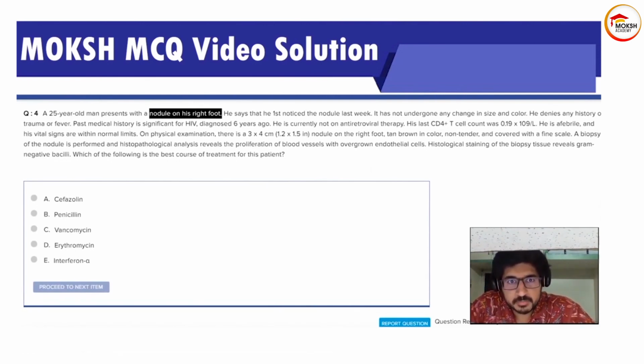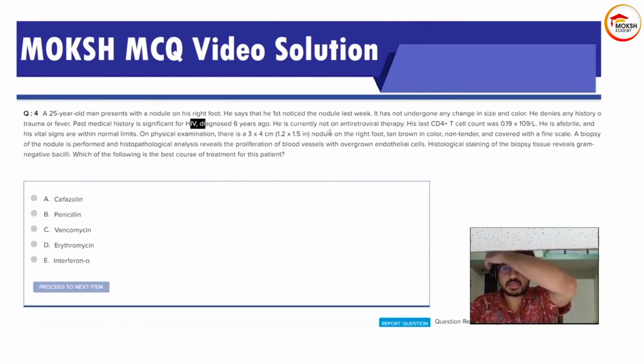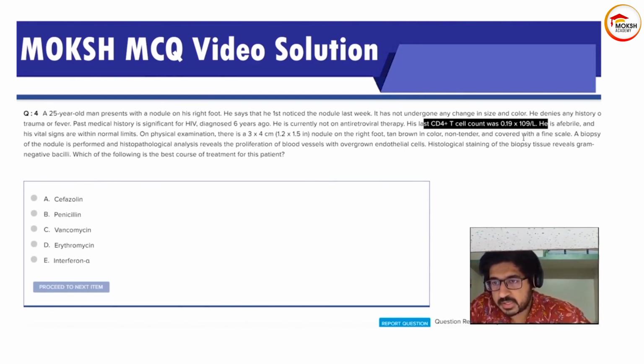The patient's past medical history is significant for HIV, diagnosed 6 years ago. He is currently not on antiretroviral therapy. His last CD4 count was 0.9 × 10^9 per liter. He is afebrile and his vital signs are within normal limits.